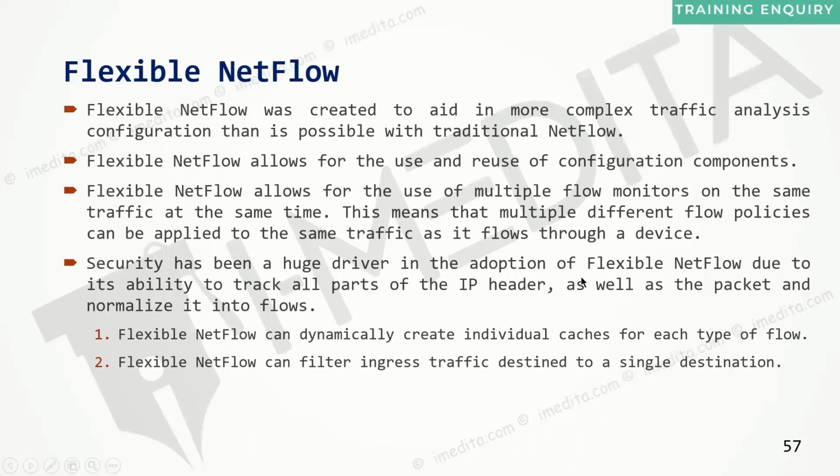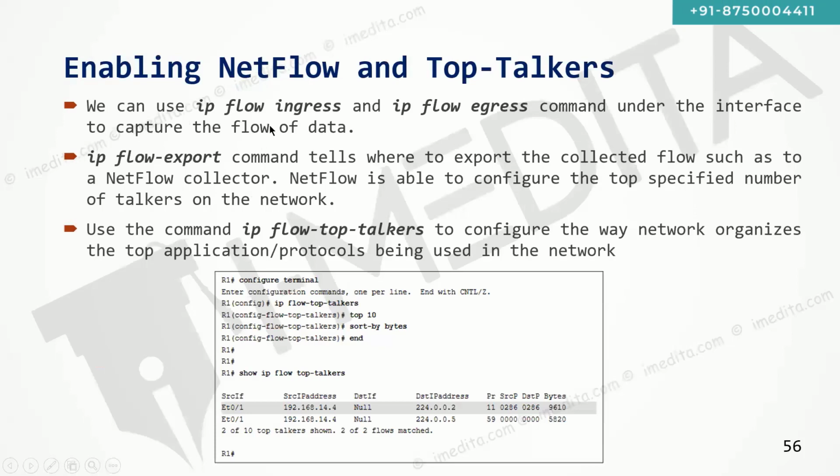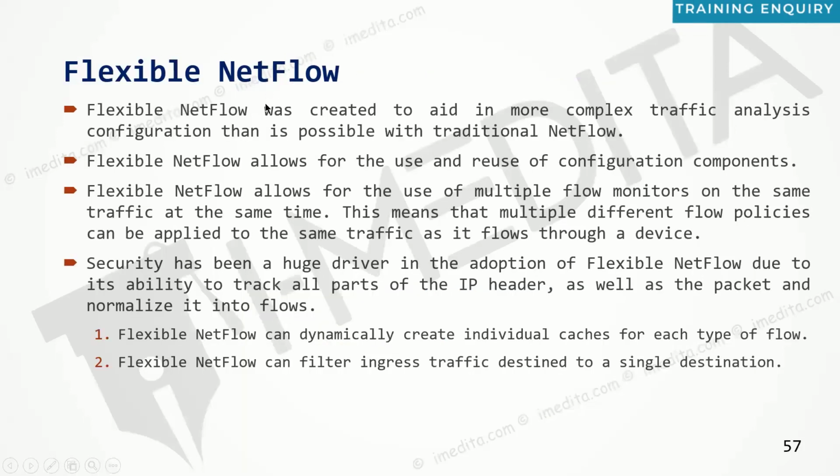Security has been a huge driver in the ability to track all the IP header packet sizes. Flexible NetFlow can dynamically create individual caches for the types of flows. Flexible NetFlow can filter ingress traffic destined to a single destination. Basically, the normal NetFlows cannot differentiate between different types of ingress traffic, which we can actually see in flexible NetFlow. So there are some basic differences between the traditional NetFlow and the flexible NetFlow.